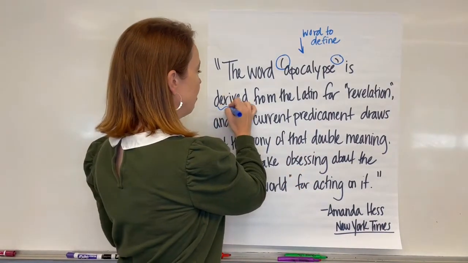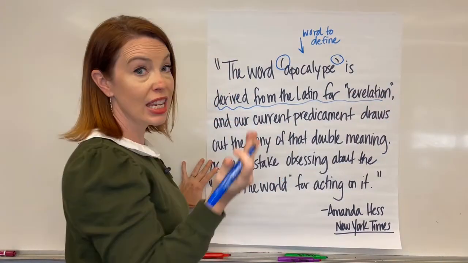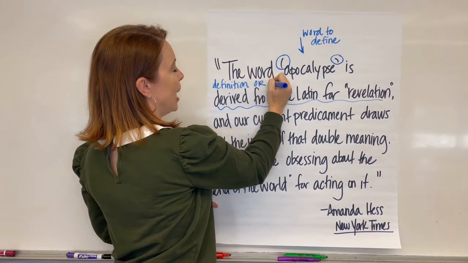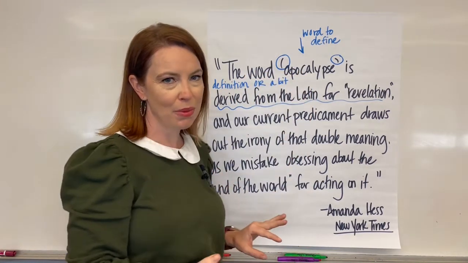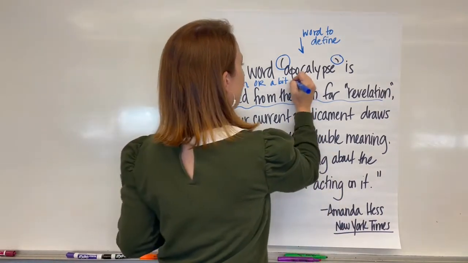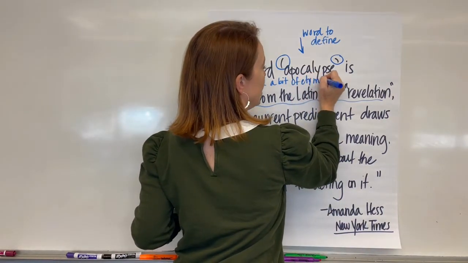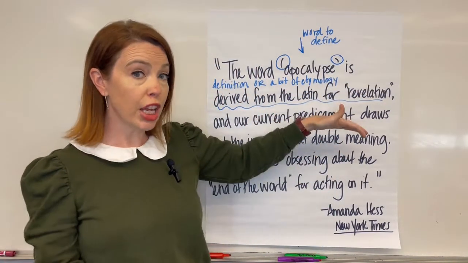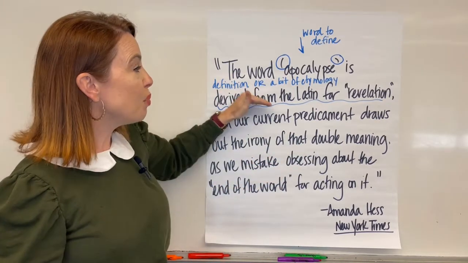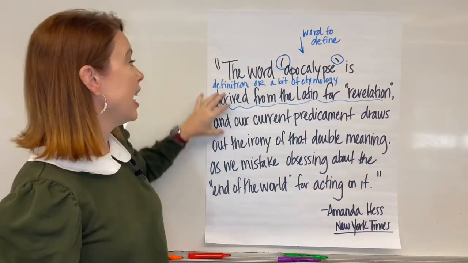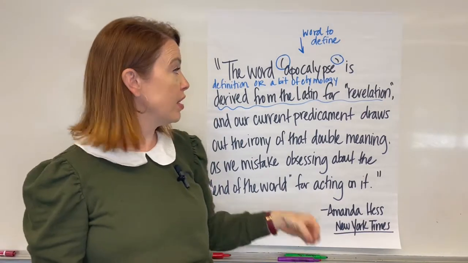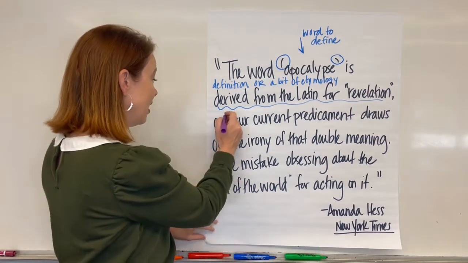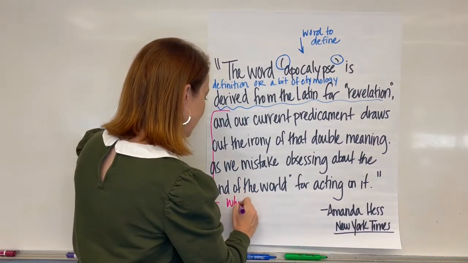Then here, we give a definition, or in this case, a bit of etymology. Etymology is just a big word that means where a word comes from. When you go to a dictionary and you look up apocalypse, it probably says from the Latin for revelation and then gives a definition. So the writer states the word, they give that interesting bit of the definition or a little bit of etymology, and then they explain why this matters.